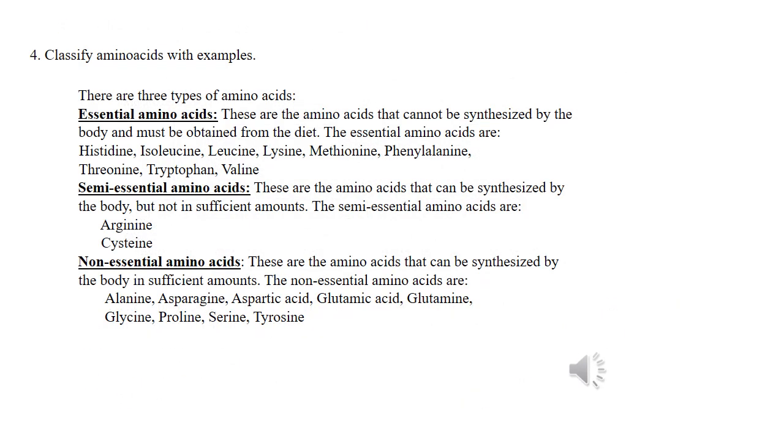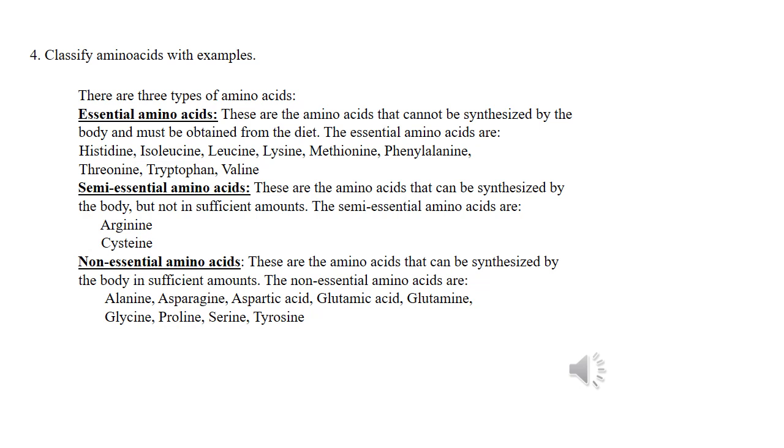Question 4. Classify amino acids with examples. Answer: there are 3 types of amino acids. Essential amino acids: these are the amino acids that cannot be synthesized by the body and must be obtained from the diet. The essential amino acids are histidine, isoleucine, leucine, lysine, methionine, phenylalanine.